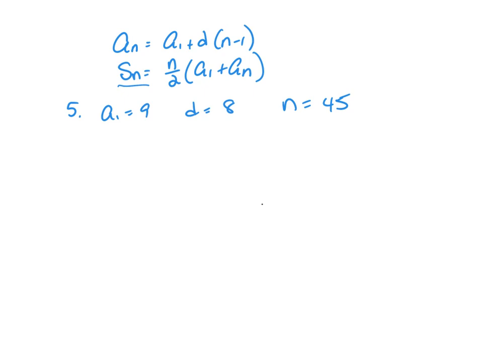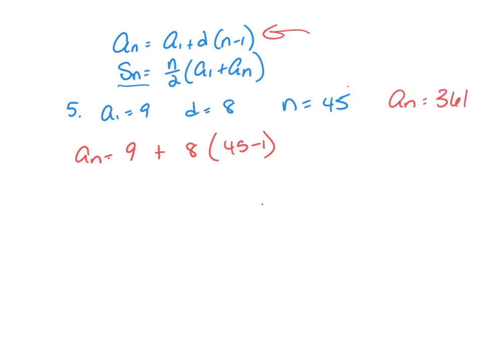All we're missing is AN. So we need to find AN. Well, we use the first formula because we have everything we need to find AN. So AN equals A1, which is 9, plus 8 times 45 minus 1. And we put that in our calculator and we get 361.